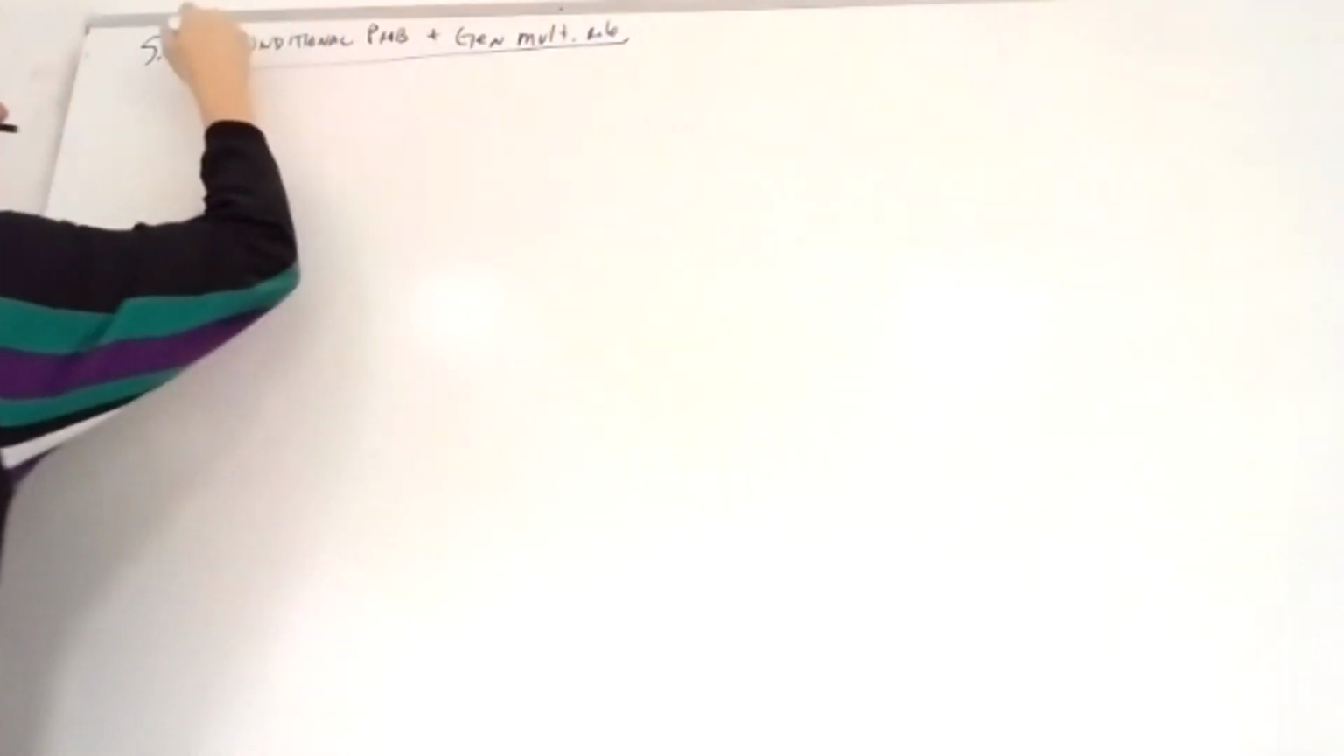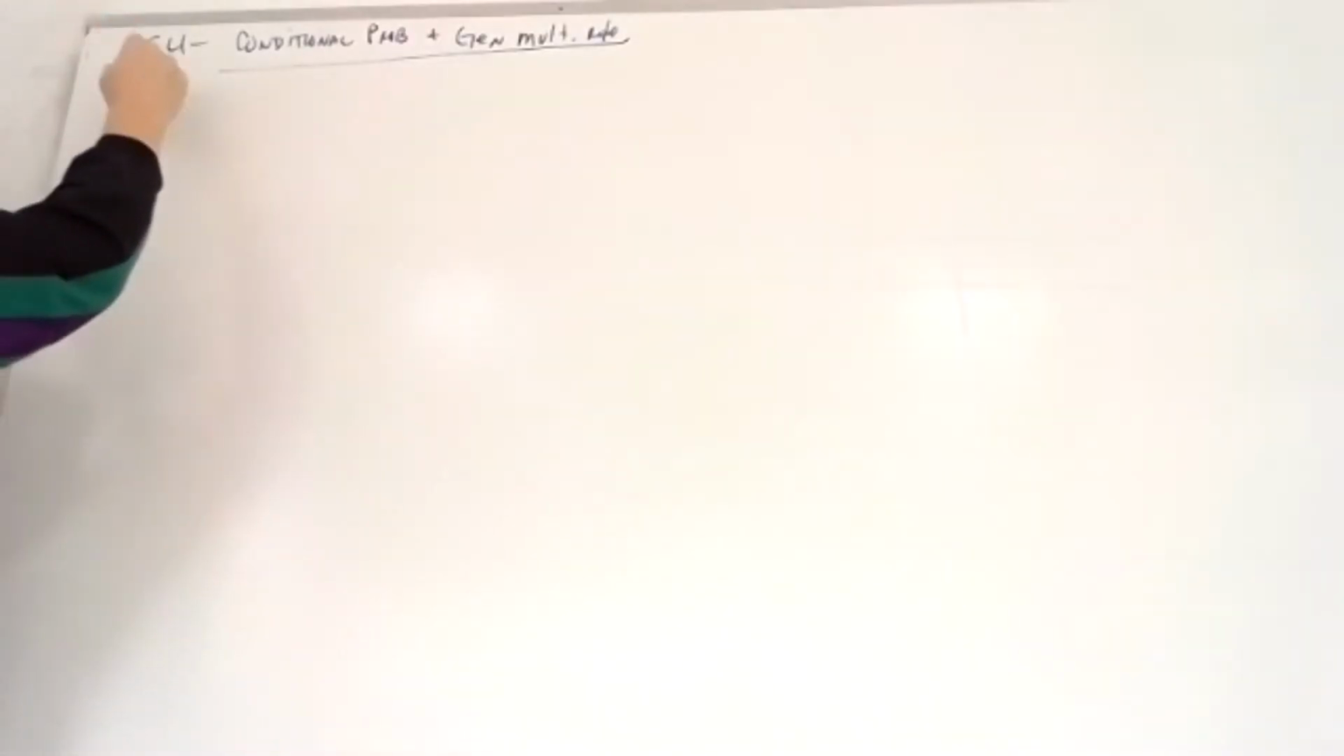Okay, so looks like that's working. We're going to start on 5.4 today, which is conditional probability and the general multiplication rule. Okay?